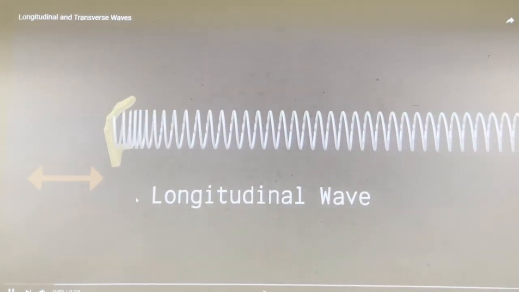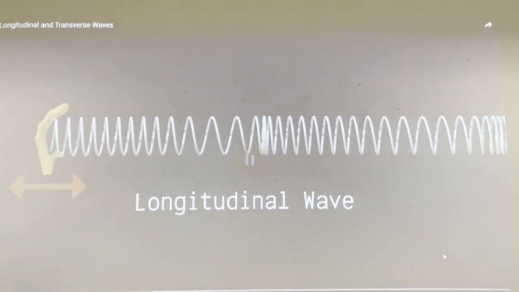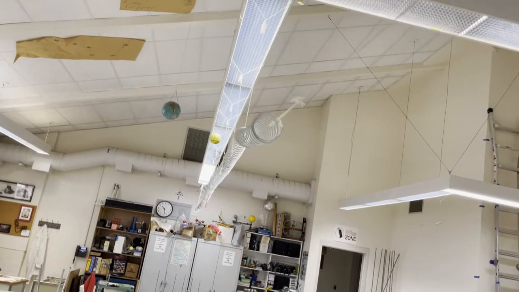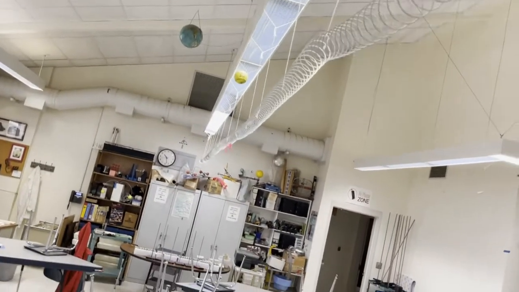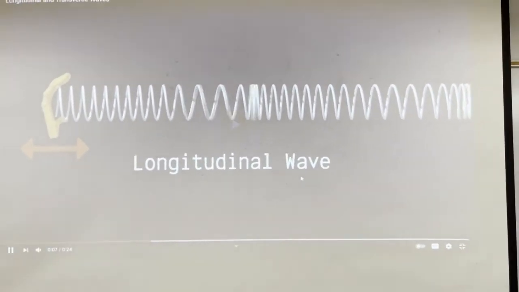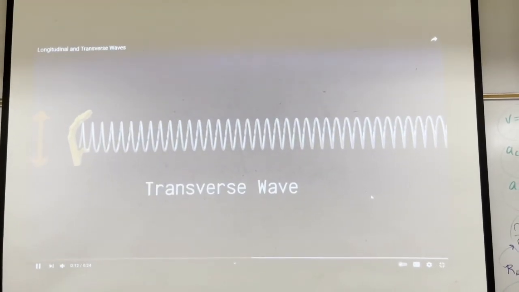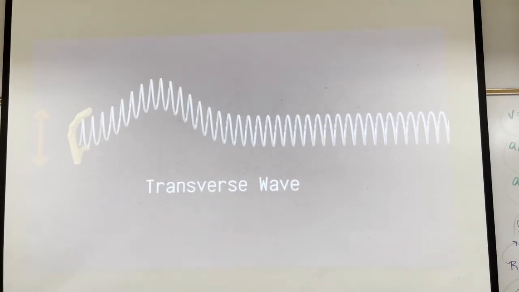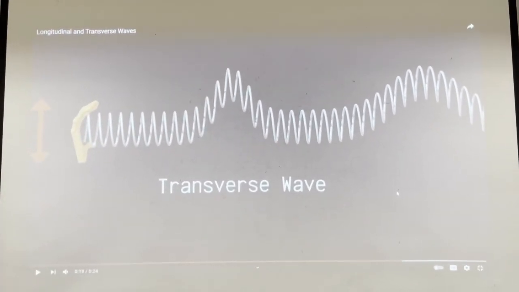There's two kinds of waves. In a longitudinal wave, the disturbance that makes up the wave is along the direction in which the wave travels. In other words, if I pull on this string and pull it back and make it go this way, I can get a longitudinal wave that goes back and forth down the spring. Longitudinal waves are also referred to as compression waves. In a transverse wave, the disturbance that makes up the wave is perpendicular to the direction in which the wave travels. This is what we were doing in the lab today.